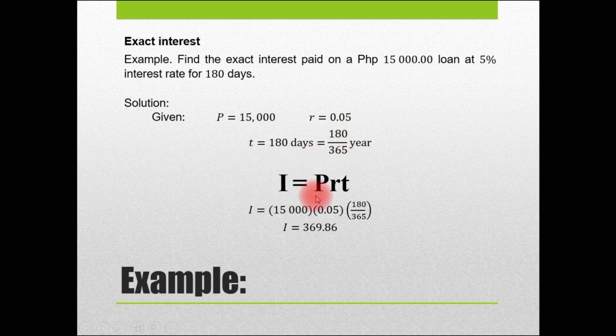Okay. Using the same formula and substitute natin yung given natin, we have 15,000 times 0.05 times 180 over 365. Okay? And ang makukuha natin ay 369.86. Therefore, the simple exact interest paid on a 15,000 pesos loan at 5% interest rate for 180 days is 369.86. Mas mababa na naman siya compared doon sa ordinary interest kanina, which is 375 ang nakuha natin. So, that's for ordinary and exact interest.